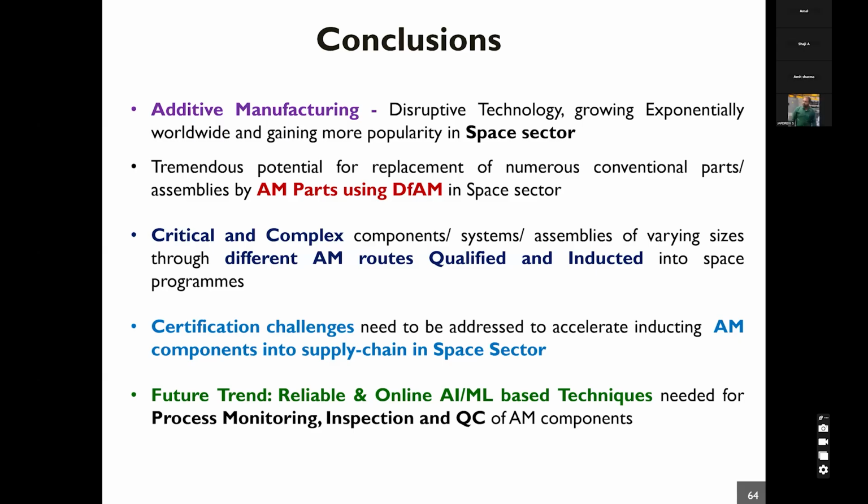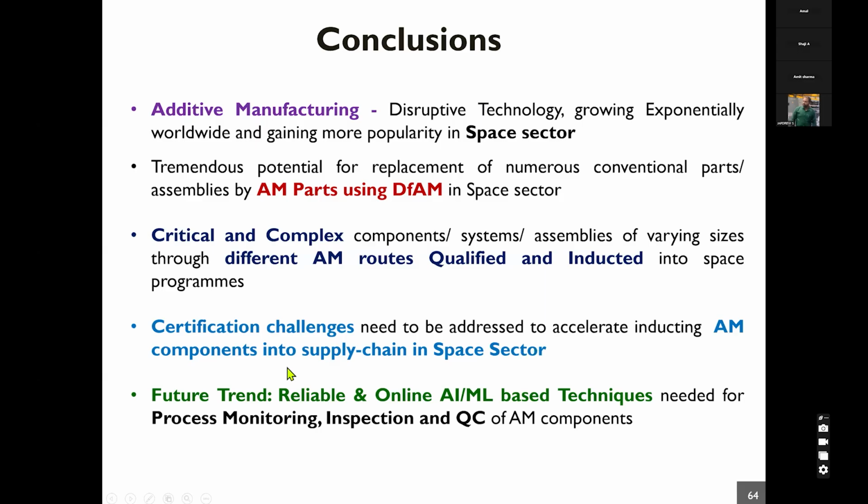And also I have shown examples of very critical and complex components or systems or assemblies that have been made through different additive manufacturing routes that have been already qualified and inducted into various space programs. Of course, when we started, we faced a lot of certification challenges. So this needs to be addressed to accelerate inducting AM components into our supply chain in the space sector.